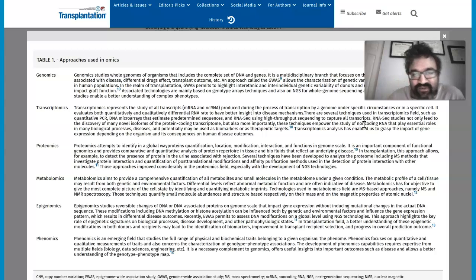Then you have proteomics, which is after translation: global protein quantification, location, modification, interaction, and functions at genome scale. And then metabolomics is looking at metabolites and small molecules in the metabolome under a given condition. This could be a result of genetic or environmental factors and provides a metabolic profile of the cell or tissue.